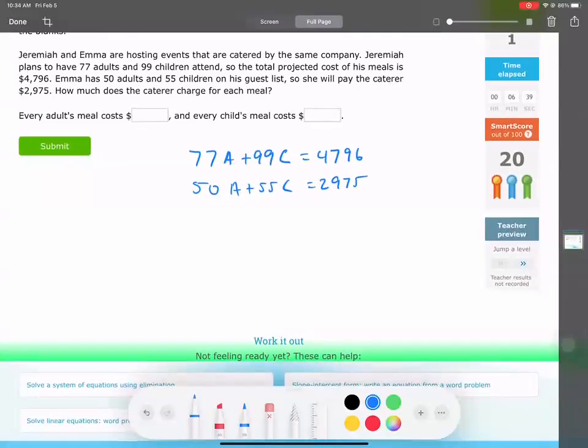All right. So we take a look at this problem now, and we see, can I eliminate anything? Is there anything here for elimination? What I'm noticing is that I can't make 50 look like 77, and I can't make 7 look like 50.